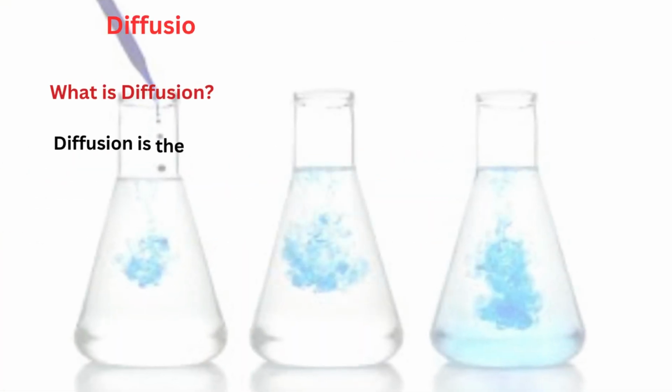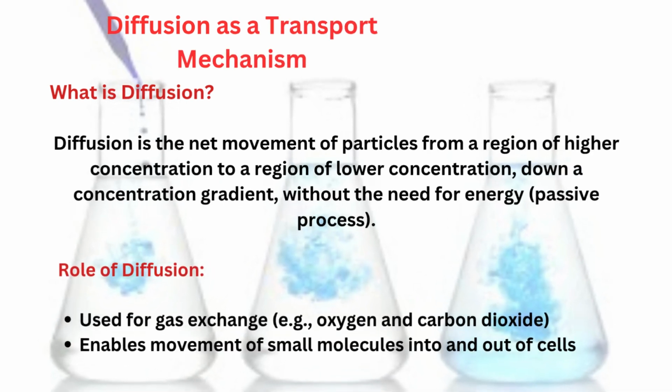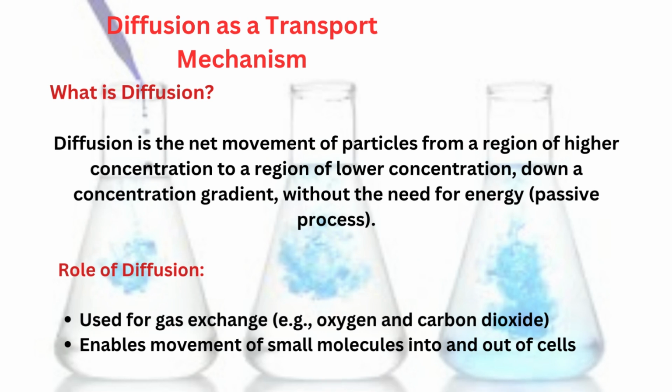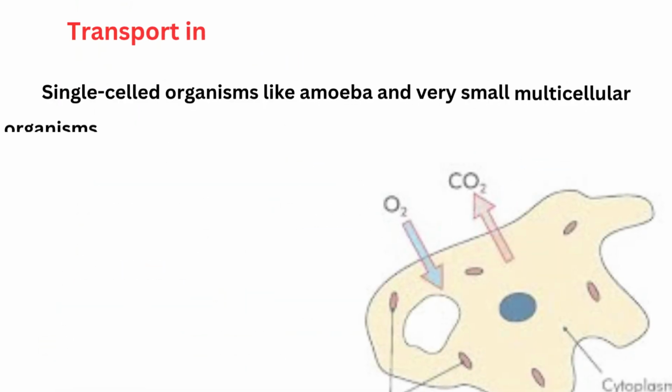What is diffusion? Diffusion is the net movement of particles from a region of higher concentration to a region of lower concentration, down a concentration gradient, without the need for energy. It is a passive process. Diffusion is used for gas exchange, for example oxygen and carbon dioxide, and enables movement of small molecules into and out of cells.